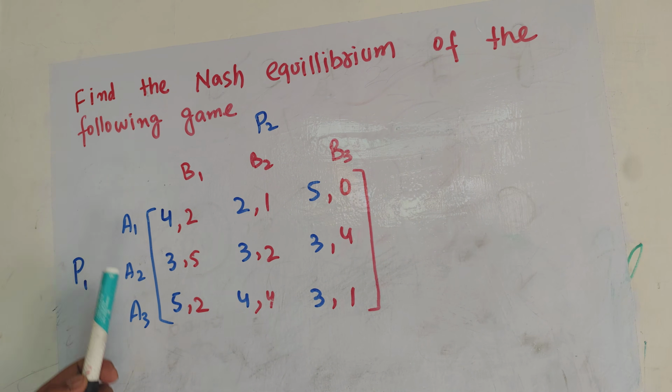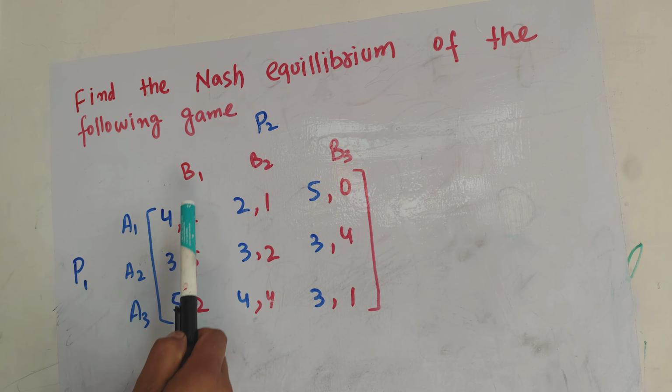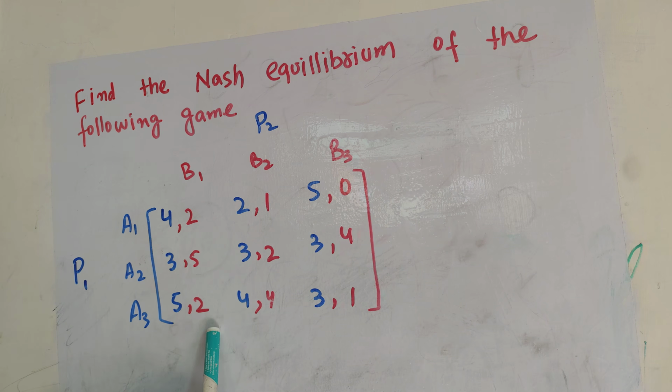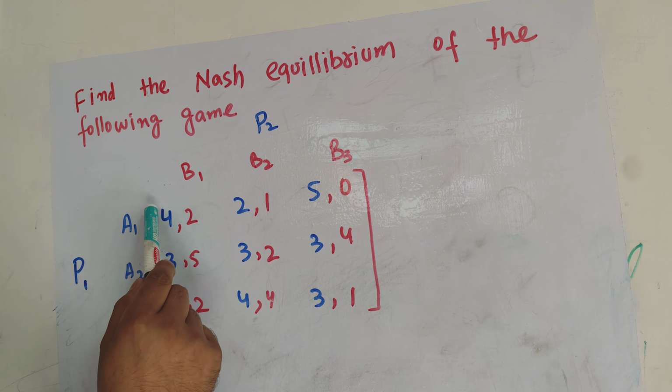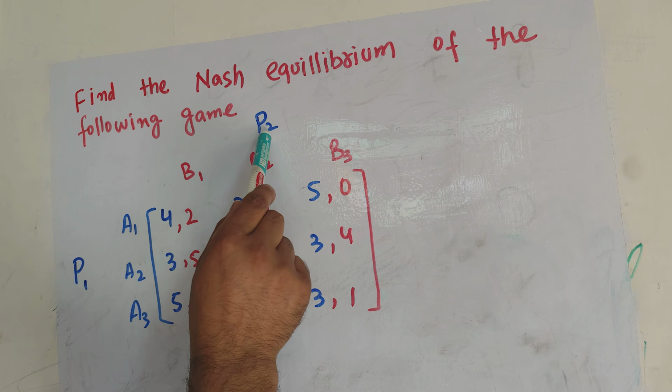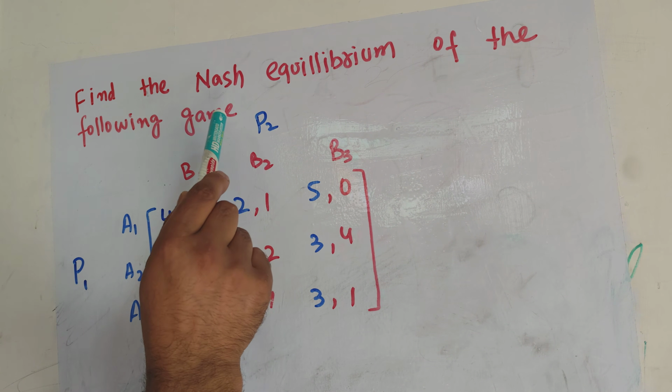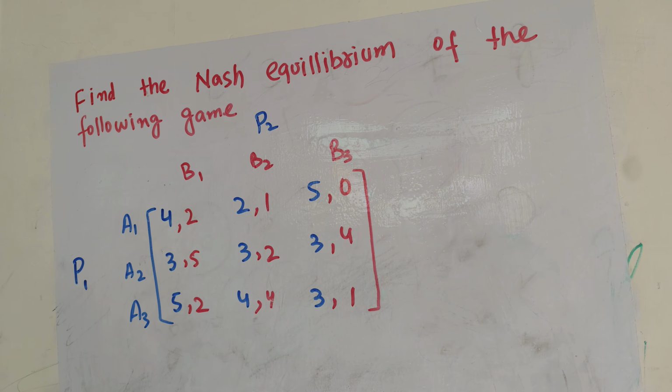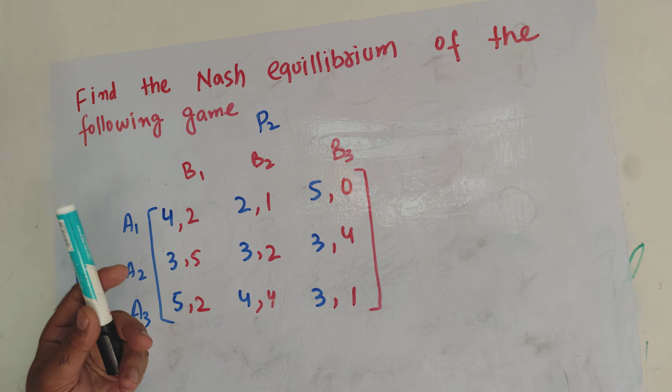The payoffs of player 1 are denoted by the blue color, and the payoffs for player 2 are shown by the red color. So if we have this payoff 4 and 2, 4 denotes the payoff of player 1, and this 2 denotes the payoff of player 2. We need to find out the Nash equilibrium for this game.